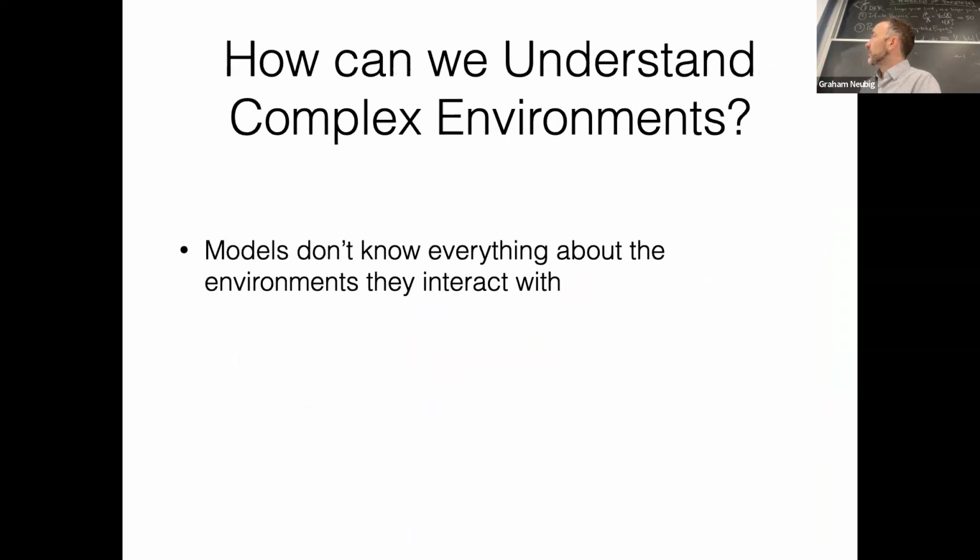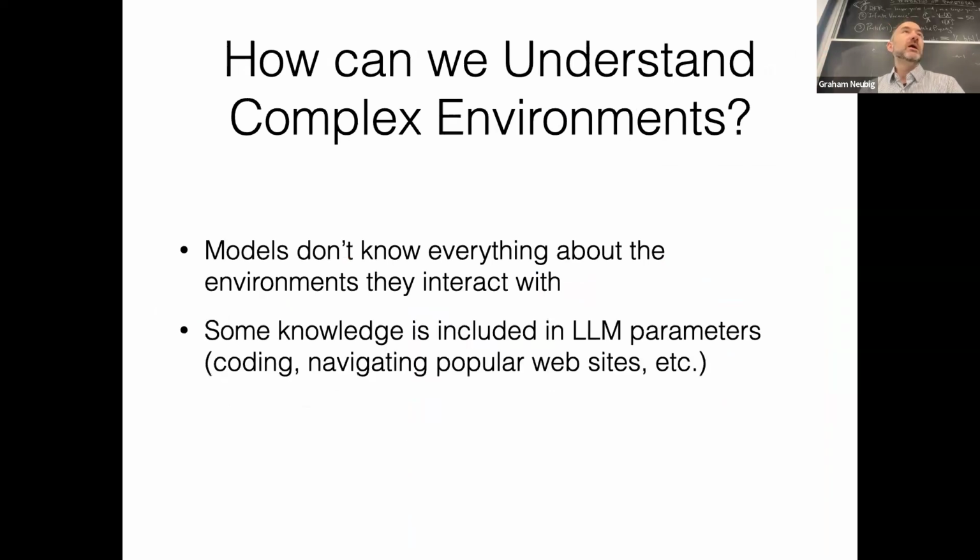And models, at the moment, don't know everything about the environments they interact with. There's some knowledge that's included in LLM parameters. So for example, things like coding, LLMs know a lot about coding. They also know about things like navigating popular websites. They might have a small amount of common sense about, I don't know, a McDonald's menu or something like this, like world knowledge that's useful in agents.